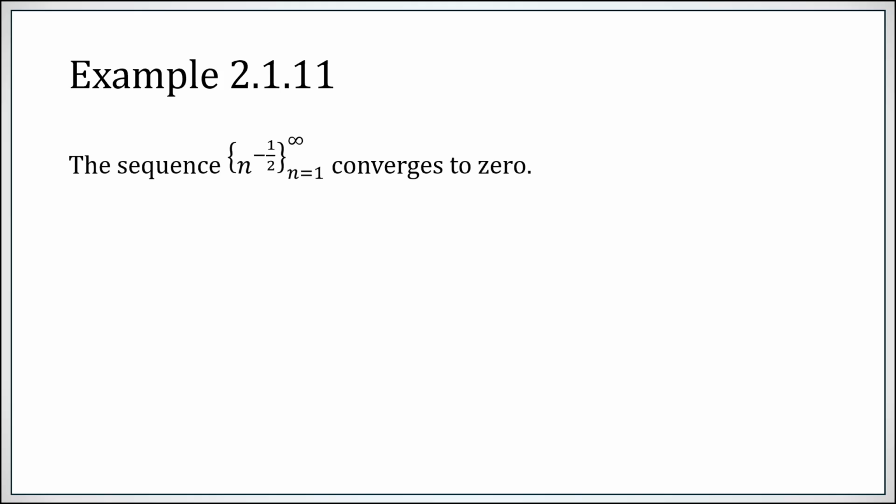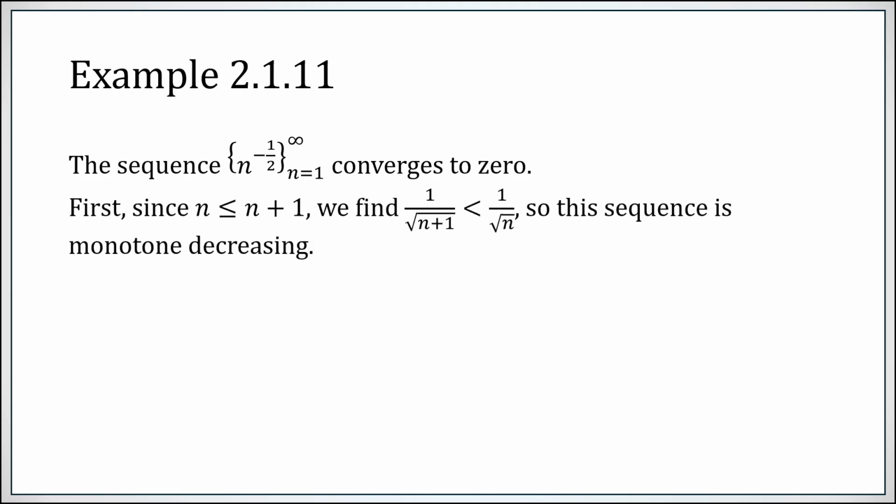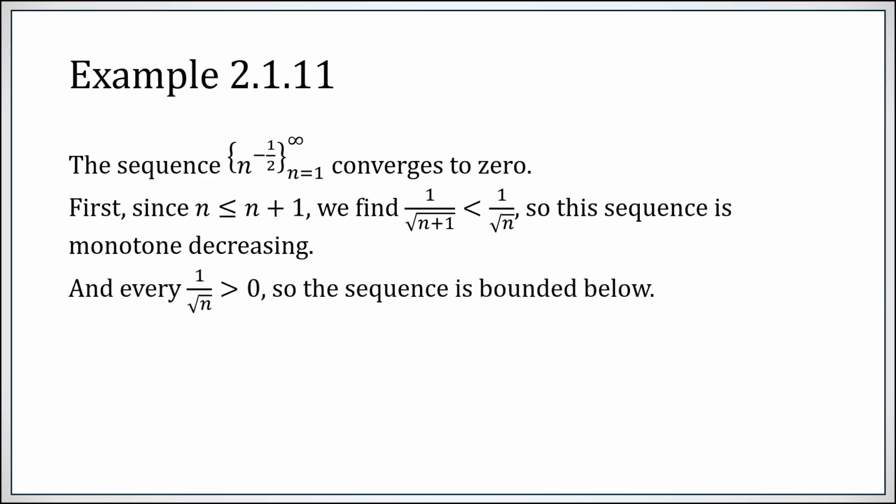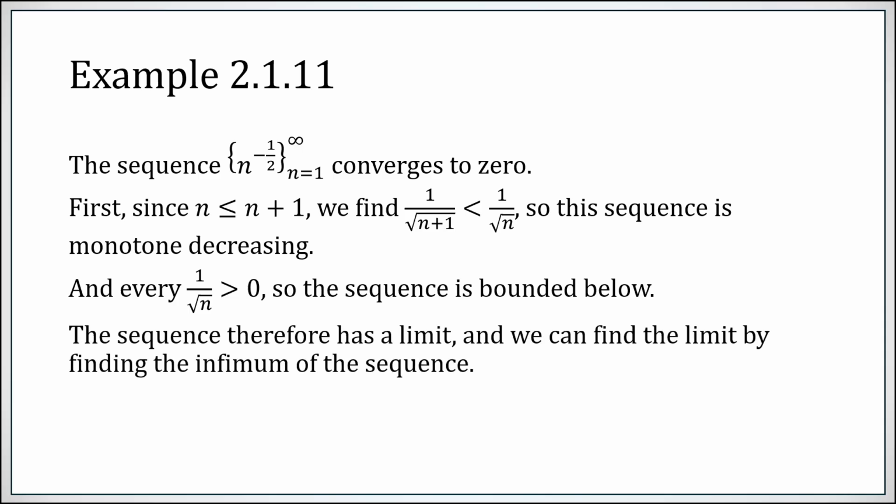So let's take a look at an example. Look at the sequence n to the minus 1/2, in other words, 1 over the square root of n. We claim this converges to 0. Now, n is just getting bigger, so the square root is just getting bigger, so 1 over the square root is just getting smaller. So this is a monotone decreasing sequence. It's definitely bounded below. Every 1 over root n is positive, so it is bounded below by 0. So now we have a sequence that is monotone decreasing and bounded below. Therefore, it has a limit.